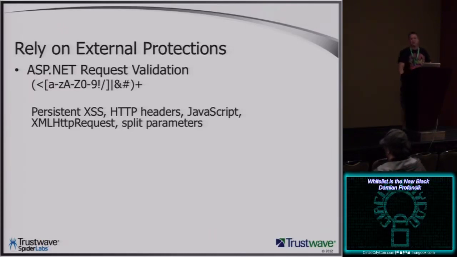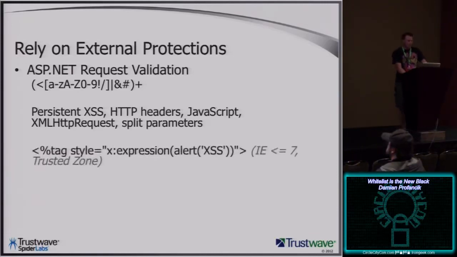So let's say it's looking for that left bracket and then any character. If I have two different parameters and maybe it combines them in the output to display, if I put my left bracket in one of the parameters and I put the rest of my payload in another, and when they get combined in the output, then my attack is valid.